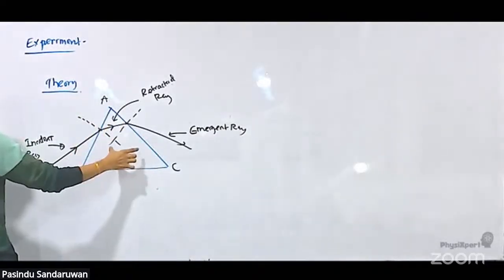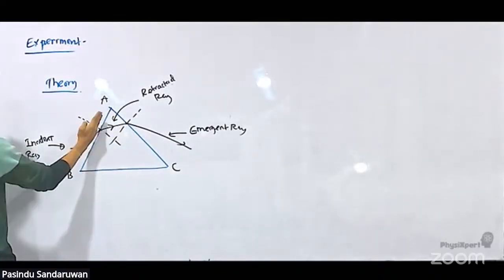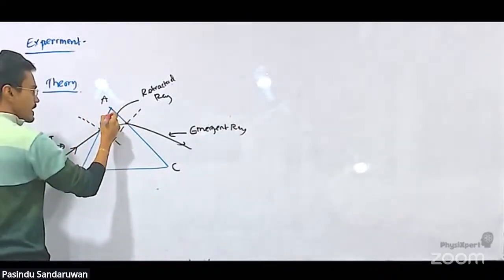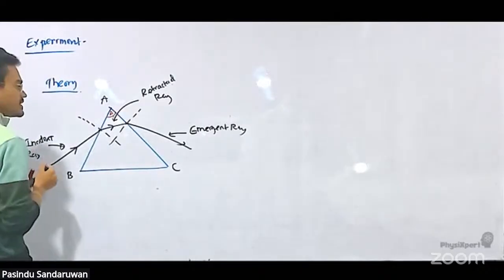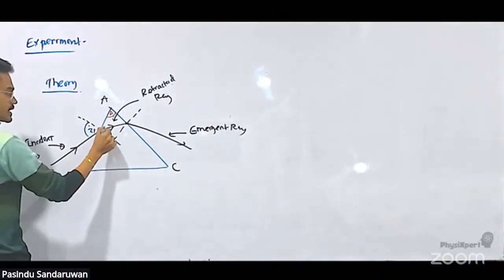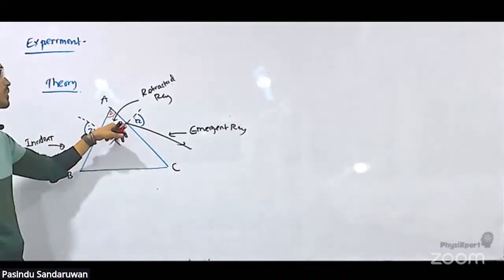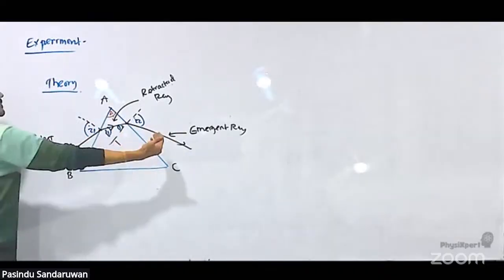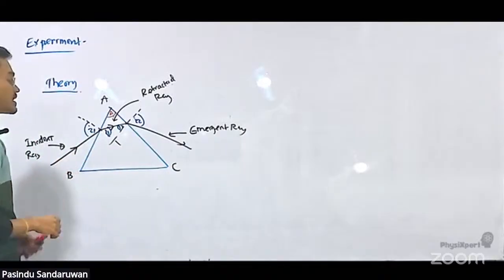The angle between two refractive surfaces is called the prism angle. This is the first refractive surface. This is the second refractive surface. The angle between them is the prism angle, capital A. All angles are measured with the normal. So this is I1, R1, R2, I2. Then mark the angle of deviation.